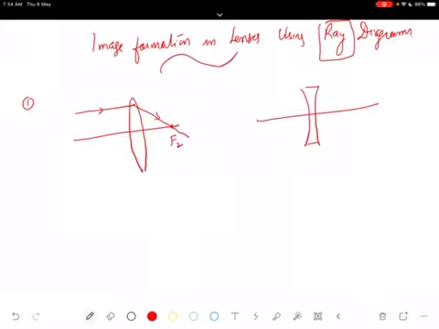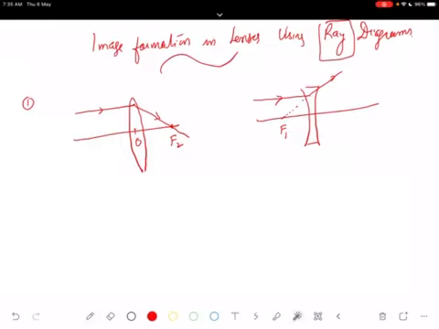This is the first point. A ray parallel to the principal axis, after refraction, passes through the focus F2, that is on the right side, in the case of a convex lens. In the case of a concave lens, a ray parallel to the principal axis, after refraction, appears to come from the principal focus F1.